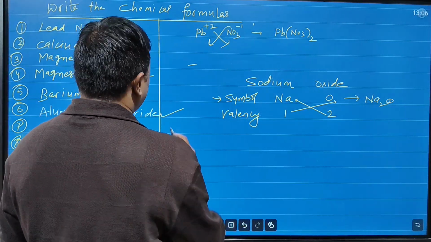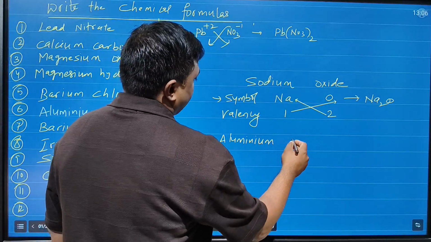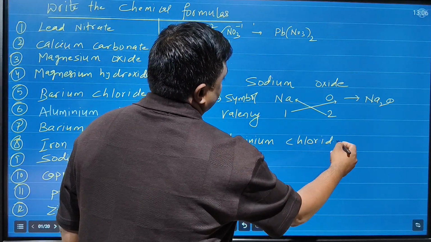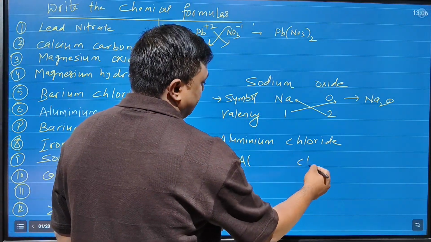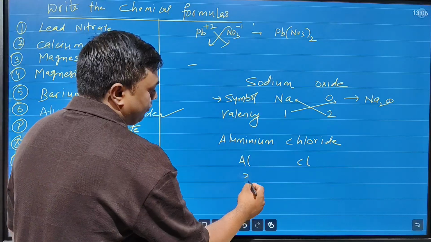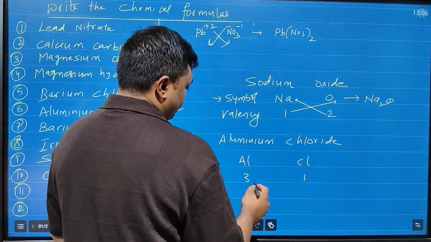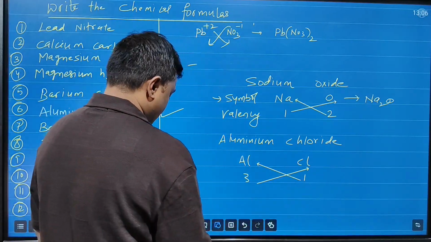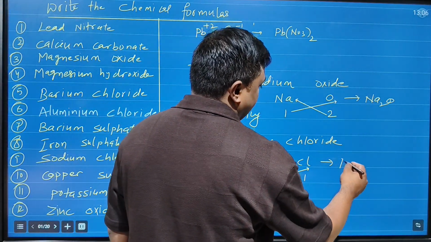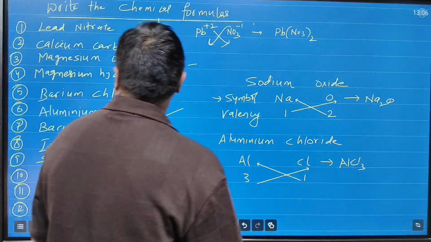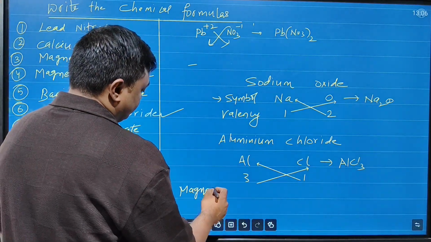Let's take aluminium chloride. First of all, we write the symbols: Al, and chloride Cl. Below we write the valency. Aluminium valency is 3, chlorine valency is 1. Then the crisscross method. So 1 will move here, 3 will move here. The 1 we generally do not write. So it is AlCl3. Is it clear? Okay.